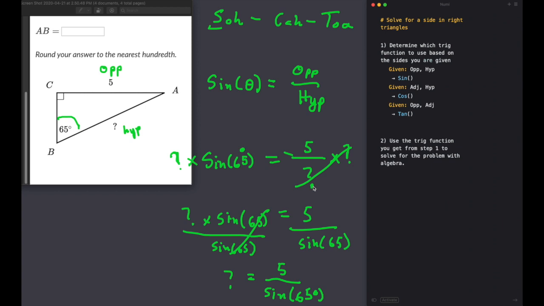Just to reiterate what I was doing: first step, I determined which function I am using. I found I have an opposite and a hypotenuse, so I'll be dealing with sine. Second step, I list out my equation: sine of theta is opposite over hypotenuse. I put in my values, and then I have to figure out a way to solve for this. So just remember, when you're trying to solve for a denominator, one good trick is you can multiply both sides by that denominator, and then you can divide whatever's left over.